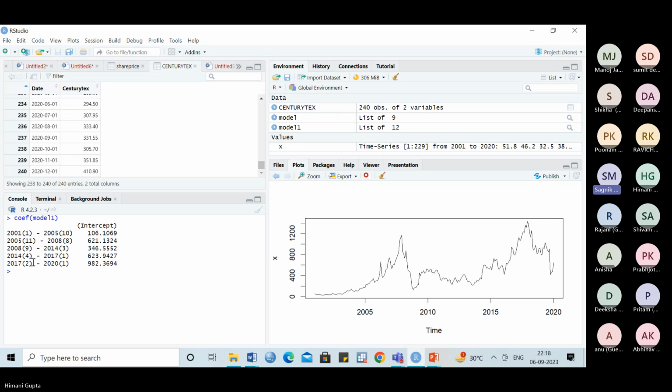Ma'am, what is the number in the bracket? In 2017 bracket, there is a 2, and in 2020 there is a 1. What does it indicate? This I have to check. I'm not sure about this, what it is indicating. Maybe I have to check this thing.